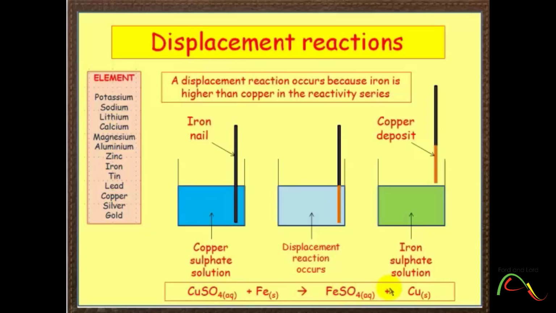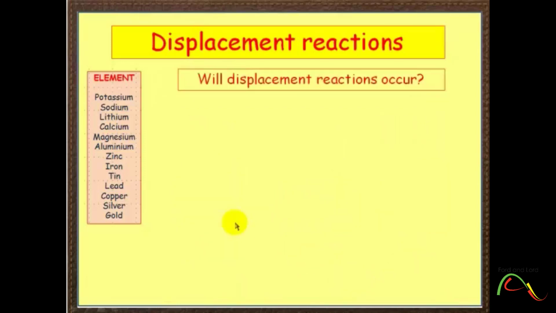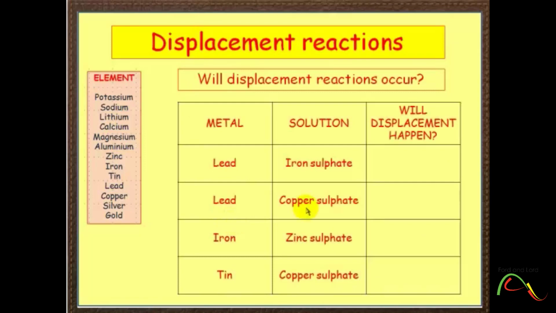Now, little challenge for you, okay? Get your brain thinking. Now, I want you to think, and please don't go to look at the answers, have a go yourself. Pause the video and have a go. If you've got a solution of iron sulfate and you put some lead in, will a displacement reaction occur? Copper sulfate, lead. Zinc sulfate, iron. Copper sulfate, tin. So, will displacement reaction happen? Have a go yourself. Now, don't cheat, because I'm watching, okay? So pause the video, have a go.